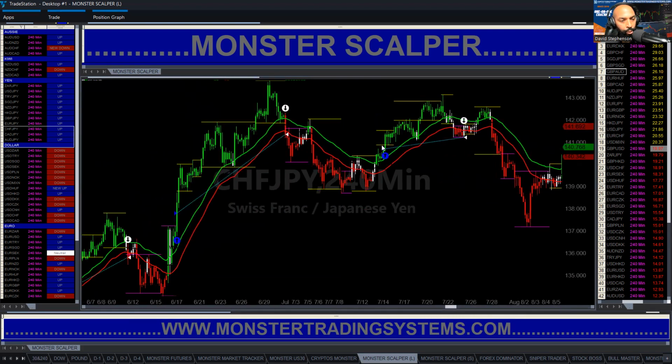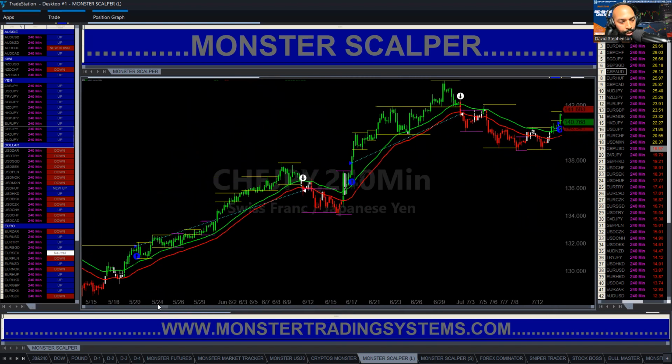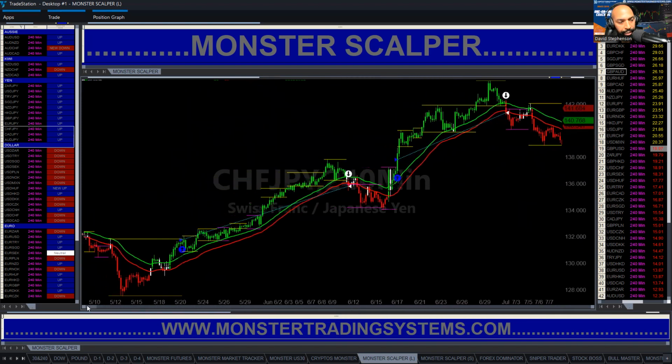The blue arrows here are our buy signals to enter. Our white arrow here is our sell signal to exit the trade. So let's go through this. I need some feedback from you guys.